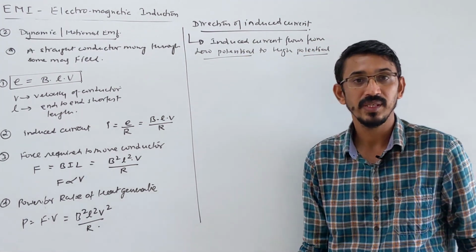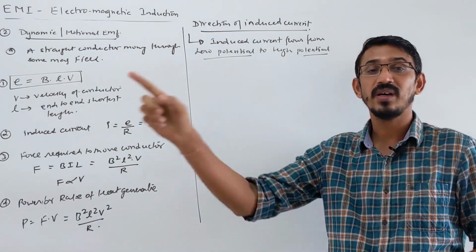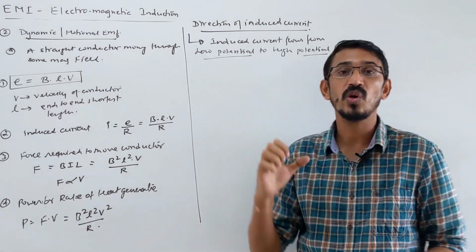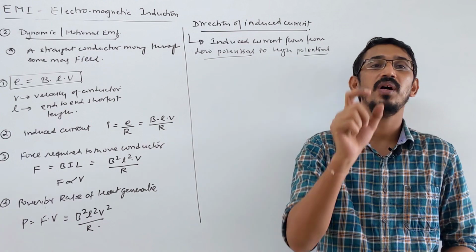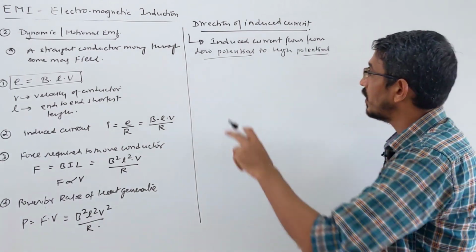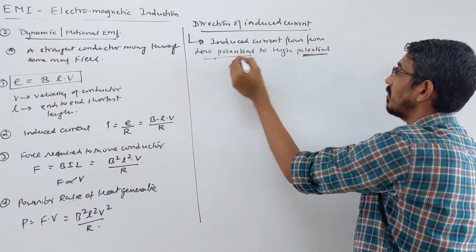Okay, be careful. So what is the direction of induced current? It flows from low potential to what? High potential. Keep in mind, induced current. But if you talk about normal current, also called conventional current, that flows from high potential to what? Low potential. Now what I am saying is correct. So induced current, how does it flow? From low potential to what? High potential. Keep in mind.